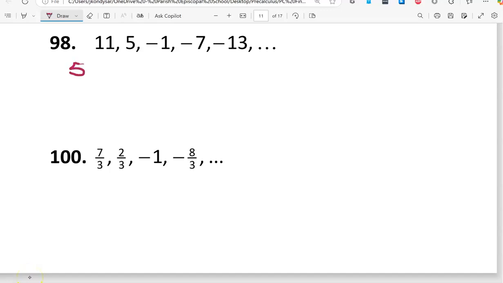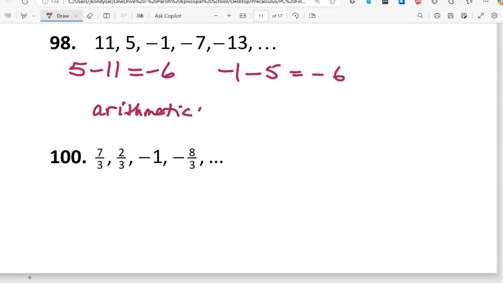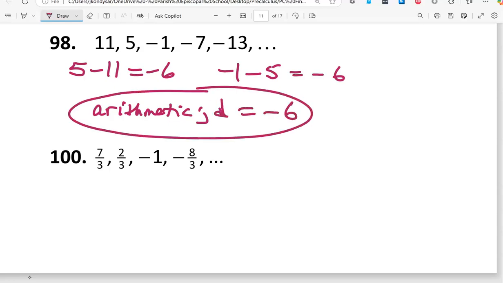In 98, if we subtract terms, 5 minus the term before it is -6. -1 minus the term before it is also -6. And if you do this with each term, subtract the term before it from it, we'll get a common difference of -6. So this makes it an arithmetic sequence with a common difference of -6.